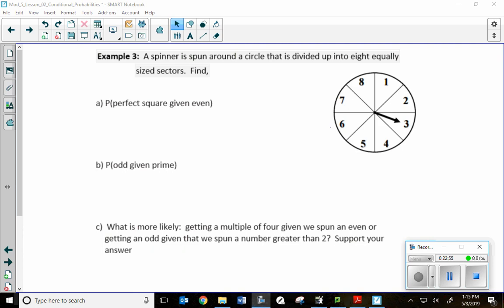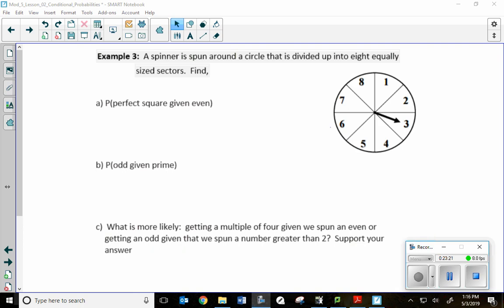So let's look at example 3 where they don't give us numbers and percentages, nor do they give us a table. They actually give us a scenario with a little picture. I like the picture. All right, so a spinner is spun around a circle that is divided up into 8 equally sized sectors. They want us to find A, B, and C here. And look at our wheel off to the right, and those sectors are numbered 1 through 8, okay?